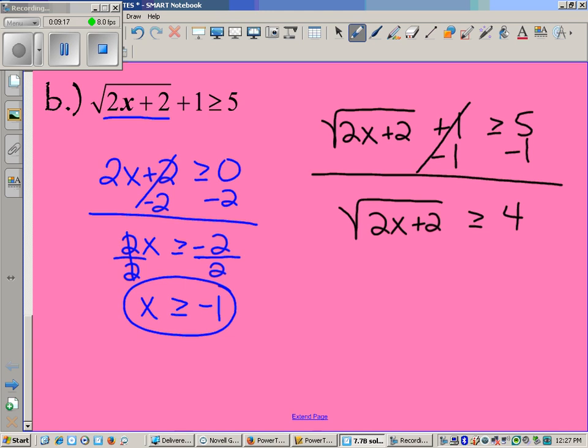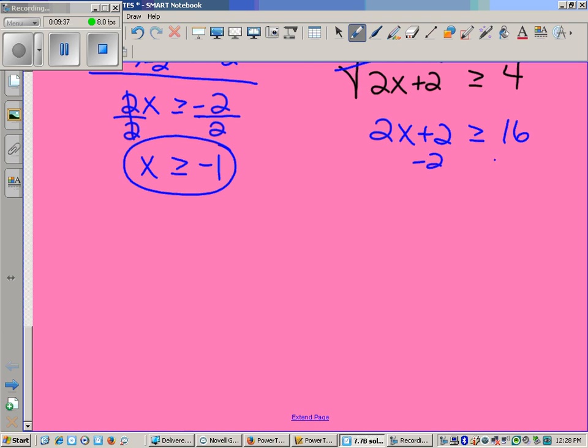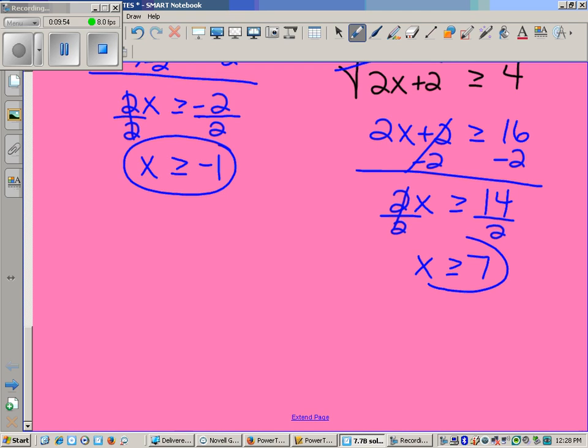All right, now what do we need to get rid of? Looks like we need to break down that radical first, right? So what breaks down a square root? Square. If I square one side, I've got to square the other side. Those square and the square root cancel, and I'm left with 2x plus 2 is greater than or equal to 16. Let's keep solving. Let's subtract the 2. I get 2x is greater than or equal to, what's this, 14? Go through and divide by 2. And I get x is greater than or equal to 7.